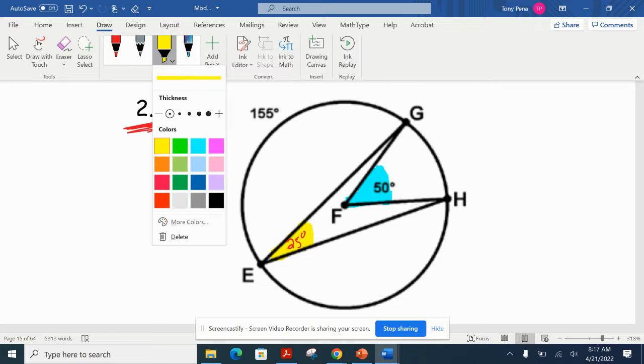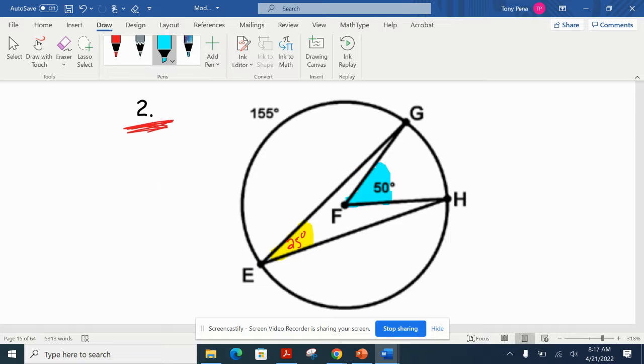The other thing that we talked about that we just did: whatever the central angle is, the inscribed angle is half of it. But whatever the central angle is, that is also how many degrees of the circle the arc that it creates takes up. So we know that arc GH is a 50-degree arc.